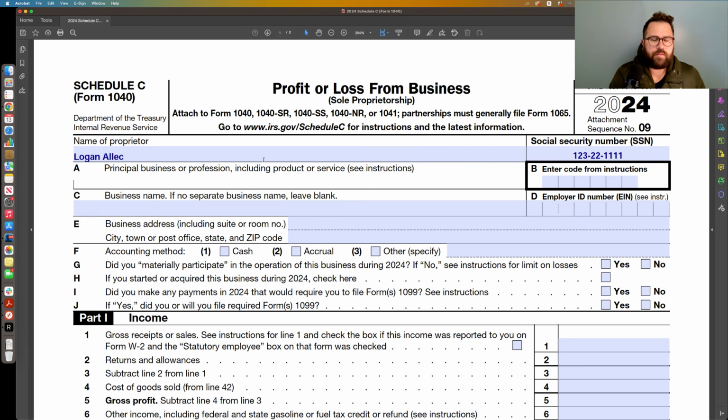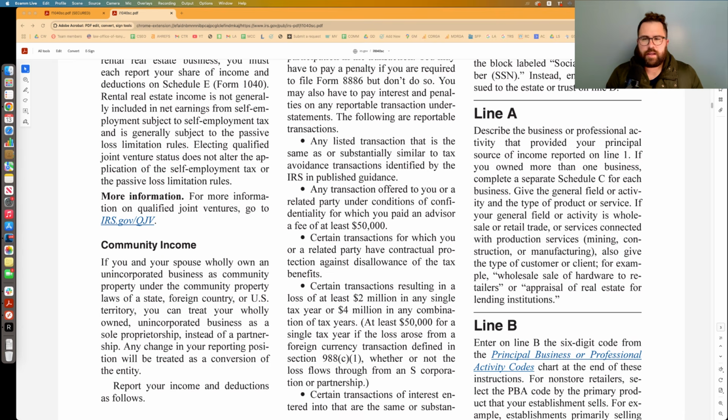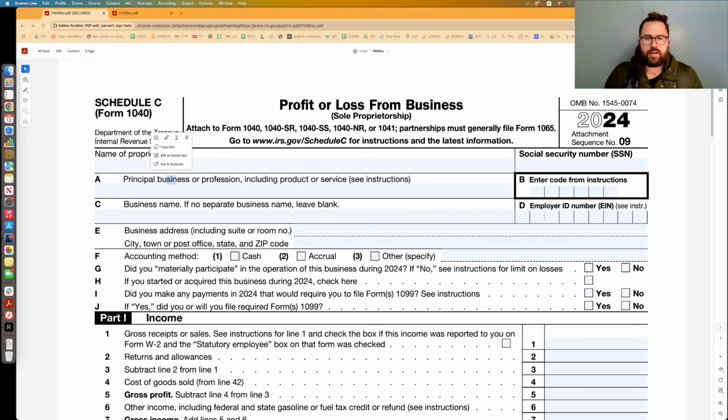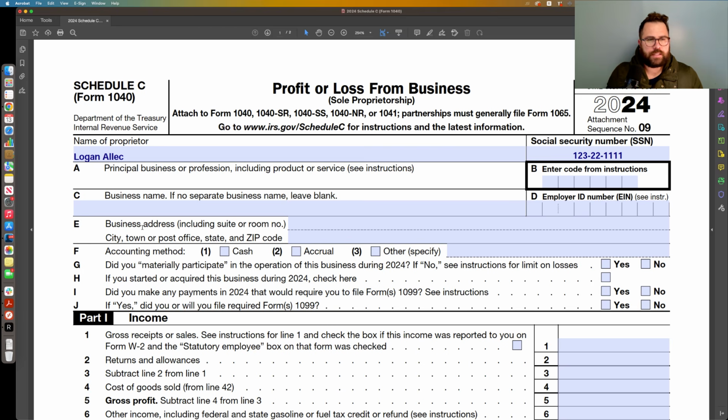Next thing, principal business or profession, including product or service. IRS isn't going to be too picky about this. If you want to get technical, look at the instructions here. Give the general field or activity and the type of product or service, right? If your general field or activity is wholesale, retail, trade, or services connected with production services, also give the type of customer or client. For example, not just wholesale trade of hardware to retailers, or appraisal of real estate for lending institutions, right? But I'm not going to tell you to not do what the IRS says. Appraisal for real estate lenders or something like this. Obviously, I'm just making this up.